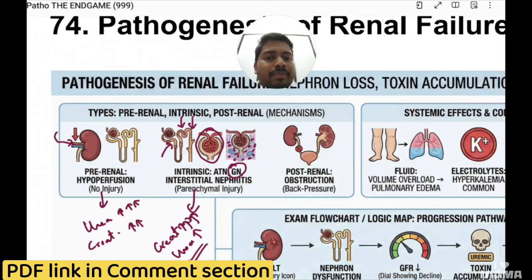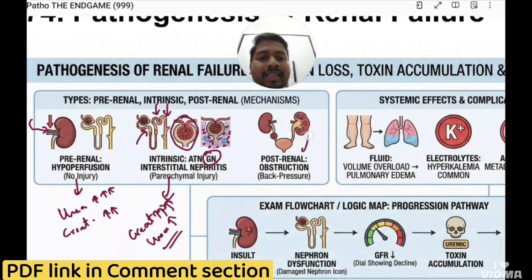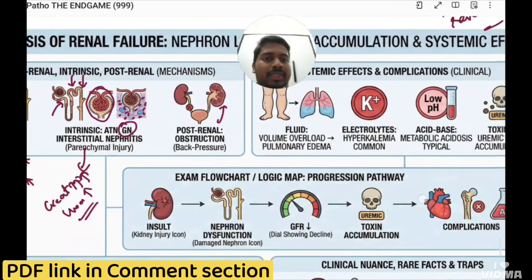Okay, next is post-renal. It could be because of obstruction, it could be because of some trauma, it could be because of bladder reasons like bladder cancer obstructing the flow, or it could be because of reflux, or it could be because of kidney stones. So there is some pathology after the beginning of the ureters, some pathology outside the kidney that is causing the obstruction. Because of back pressure there is AKI, that is called post-renal.